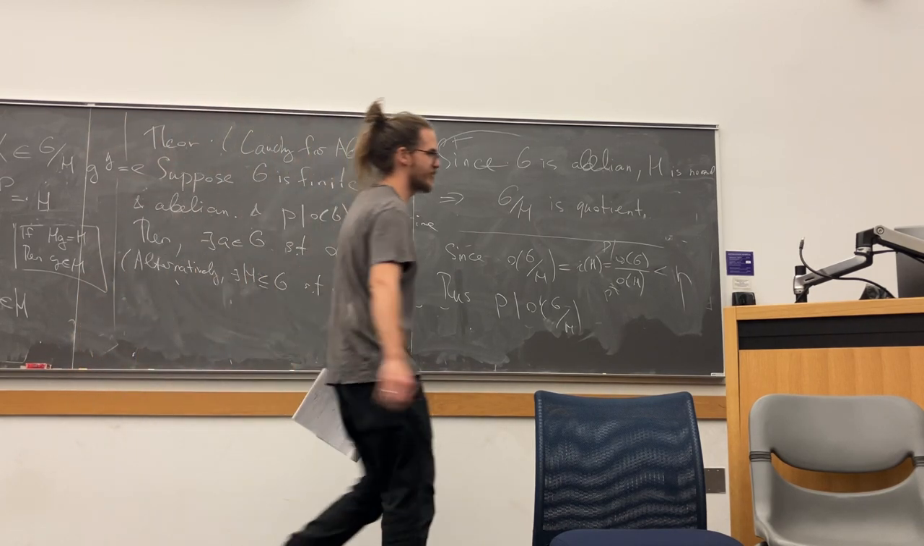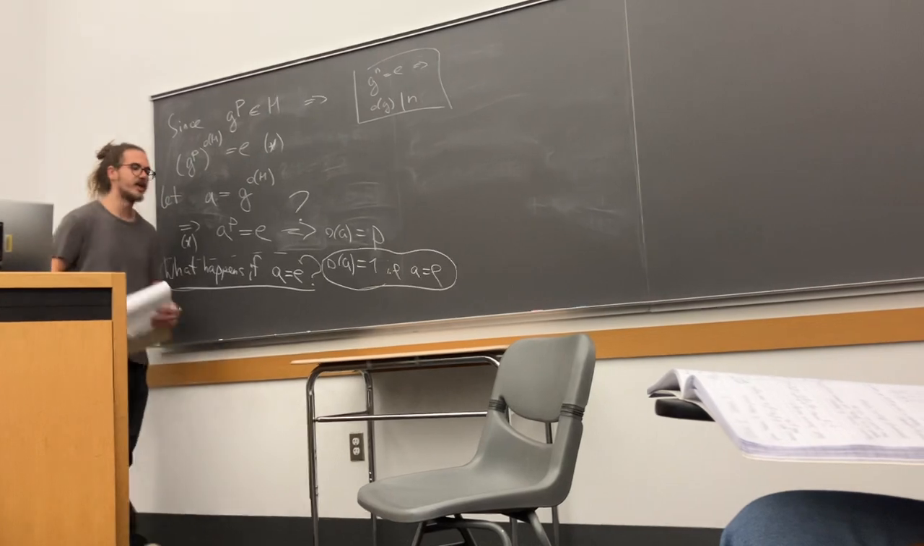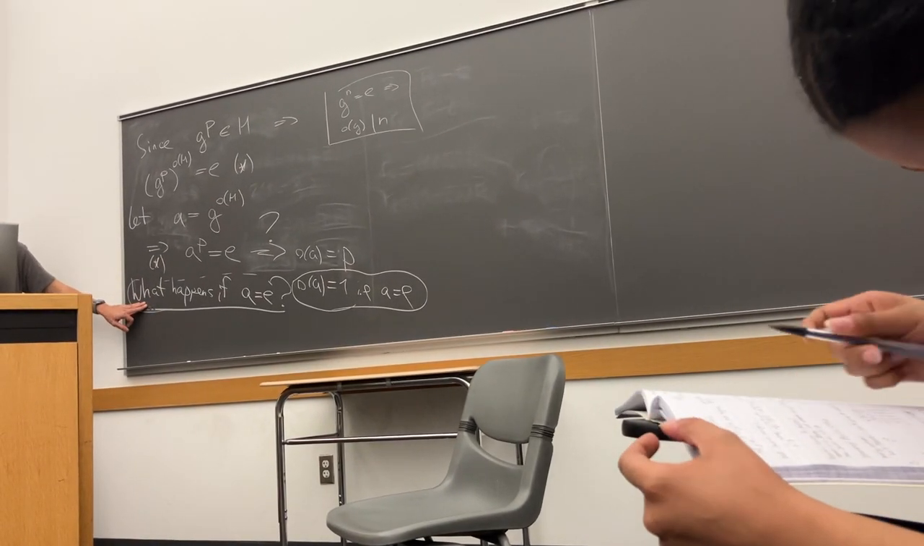Okay, let me write this down. I think you are correct. So what happens if a is equal to b? Now we actually have to go into the quotient group to check that this could not happen.